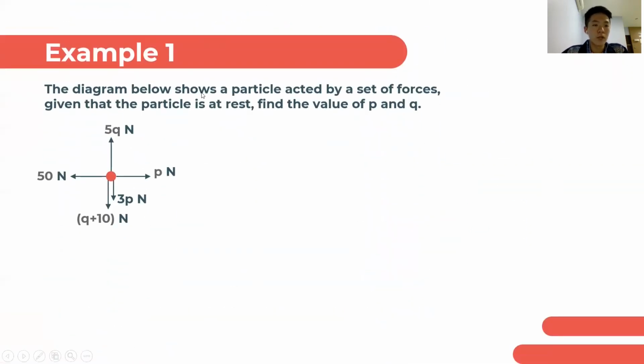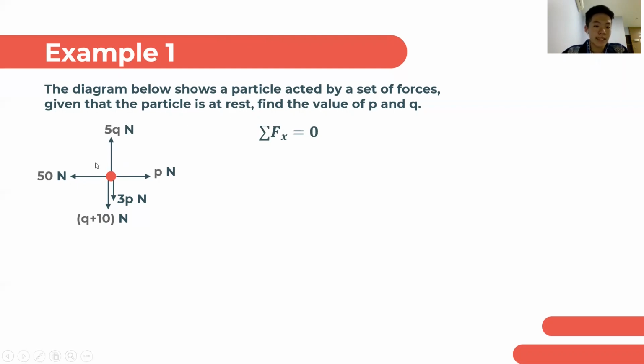For example 1, we have the diagram below showing a particle acted on by a set of forces. Given that the particle is at rest, find the value of p and q. So we'll first focus on the x-axis and I'll tell you why later. So the net force in the x-axis equals 0. We follow the first law of motion because it is given that the particle is at rest.